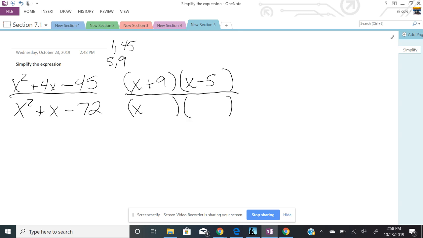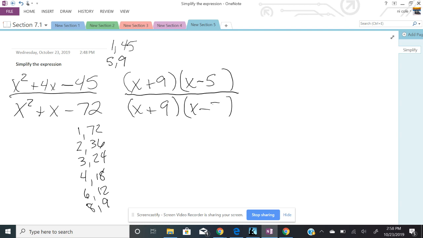Okay. Again, let's try this factoring. I need a plus and a minus. What makes 72? 1 and 72. 2 and 36. 3 and 24. 4 and 18. 5 not. 6 and 12. 7 no. 8 and 9.